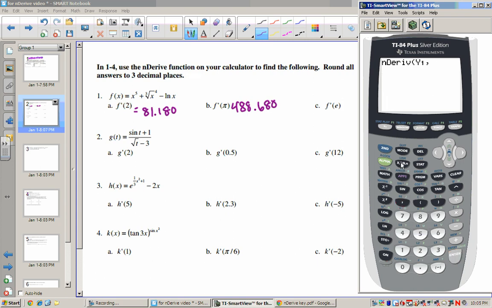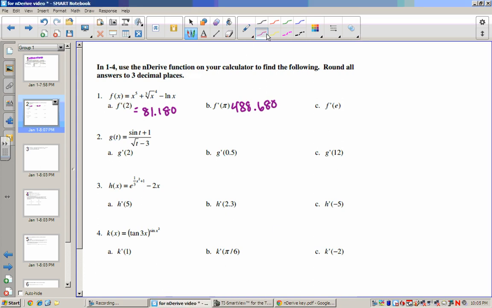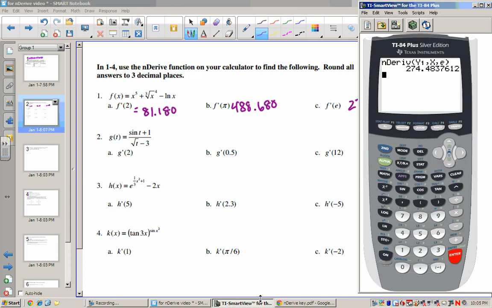y1, comma, x, comma, and this time I want e, so e is sitting over here. And there it is. My next answer, 274.484. So let's write that one in. 274.484.